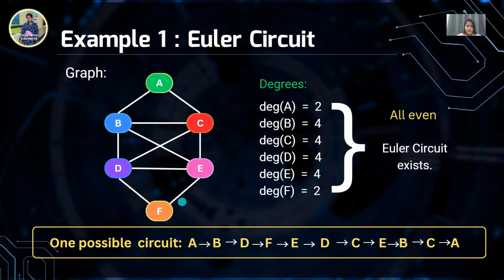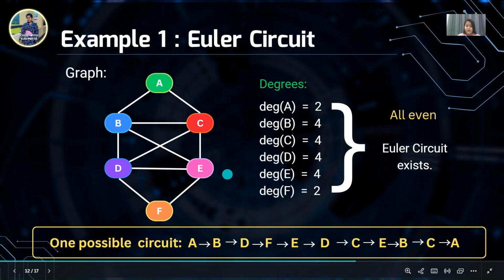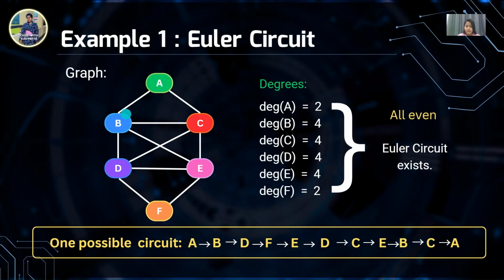Notice something, every degree is even. So an Euler circuit exists. One possible Euler circuit is A, B, D, F, E, D, C, E, B, C, A. Let's check.